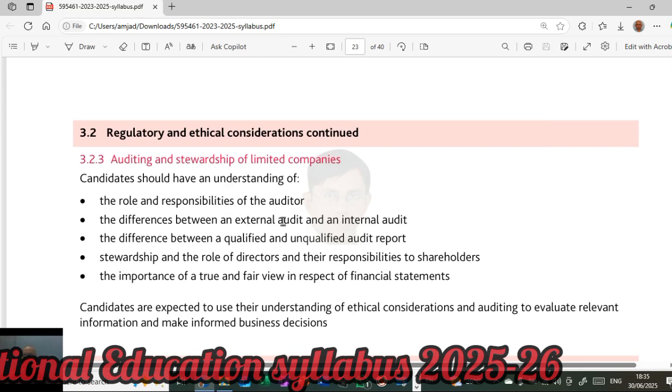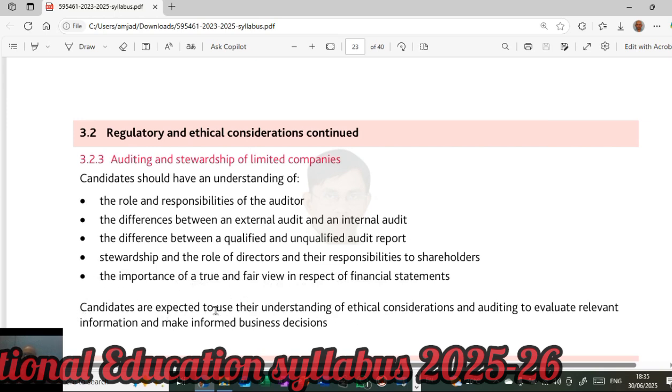All these things will enhance your interest in the subject of accountancy. The auditor is the next higher level. The auditor oversees the accountant's work, so he is the next level person, the highest level in finance and taxation. External audit, internal audit, qualified and unqualified audit reports, stewardship and the role of directors and their responsibilities to shareholders, the importance of a true and fair view in respect of financial statements. Very high level understanding is required.